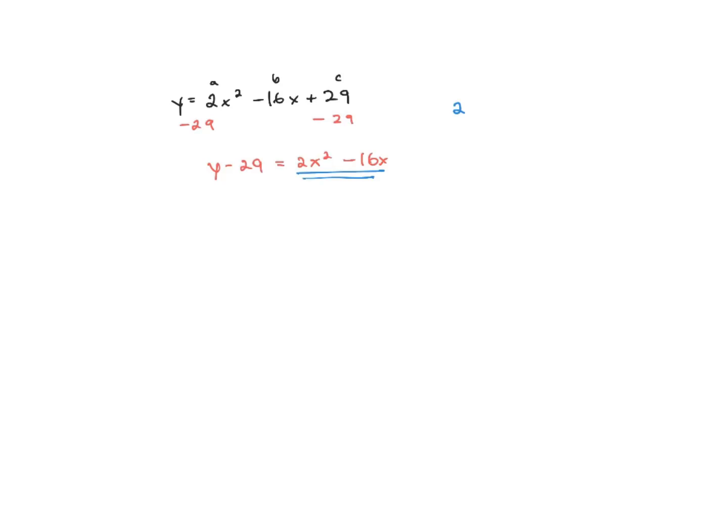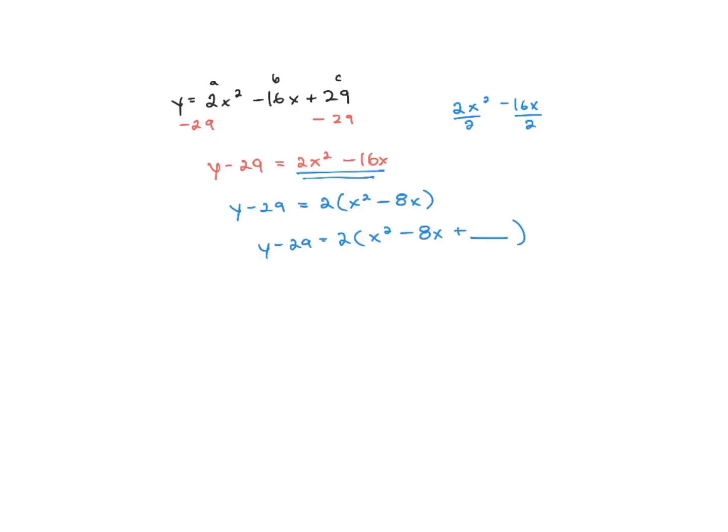And if I factor out a 2 from 2x squared minus 16x, basically what I'm doing is dividing each by 2. So I end up with y minus 29 is equal to 2 on the outside, because that's what I factored by, x squared minus 8x. Remember, that's where I made the mistake on the last example I showed, is that I actually forgot to divide the 16.